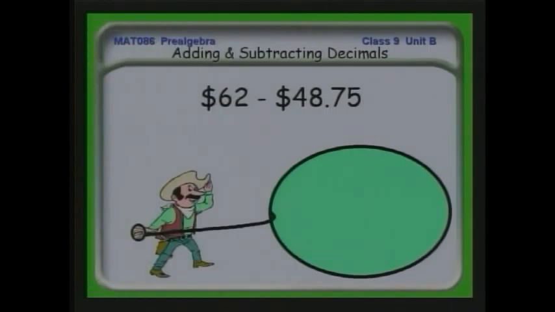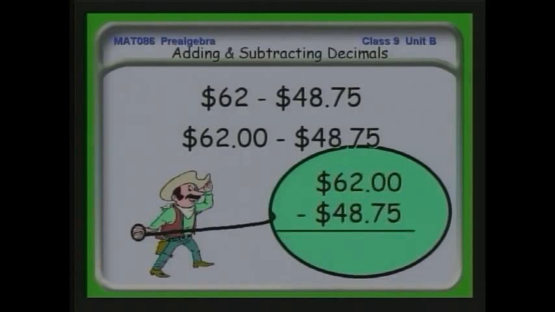Let's look at another example. $62 minus $48.75. Now, cents means 100. So that really what you're saying is 48 and 75 hundredths of a dollar. Let's do this subtraction. I put in $62 and no cents, and I can just do this subtraction as we've done it before.